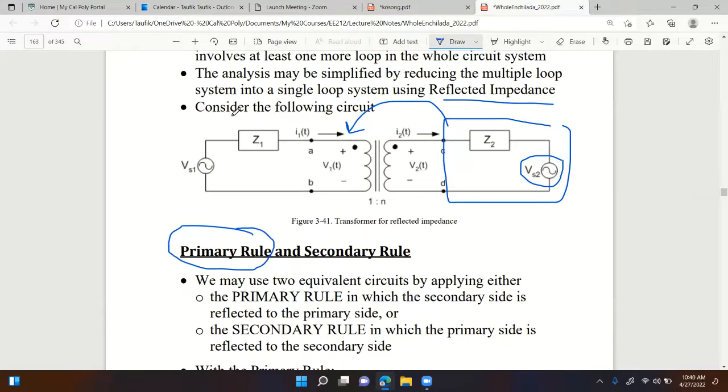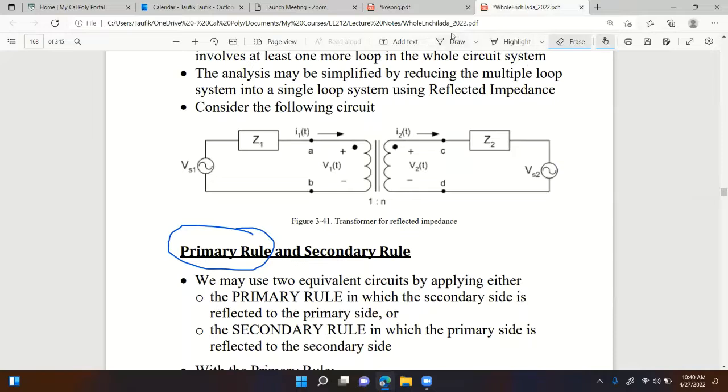That means the primary side components will stay the same. You don't change their values. So VS1 stays the same, Z1 stays the same. And Z2, since you reflect it to the primary side, becomes Z2 prime. VS2 becomes VS2 prime, because again, you are reflecting it to the primary side. So this is primary rule. Any question on the objective of the primary rule?